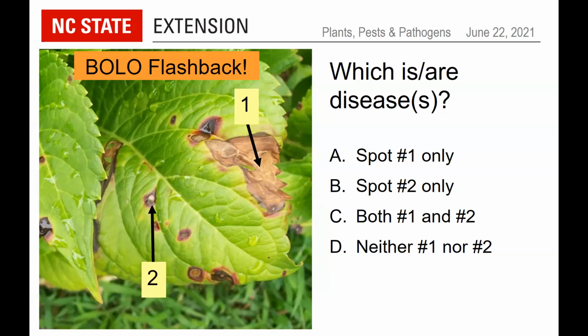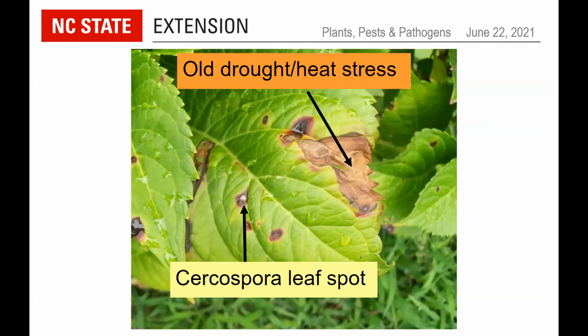All right, let's see what we got. So very good. The majority or the plurality here does have it. It is number 2. And what it is, Cercospora leaf spot. So pretty much ubiquitous on hydrangea here in North Carolina. I think I've started to see some already, but we all will before the season is out.